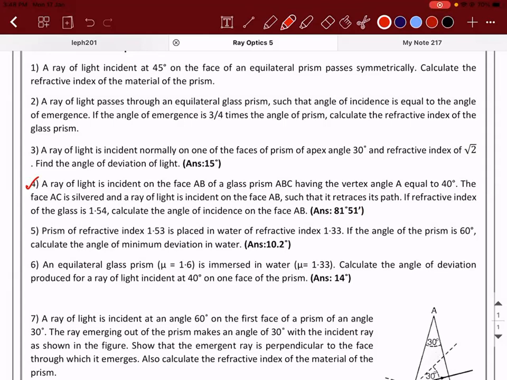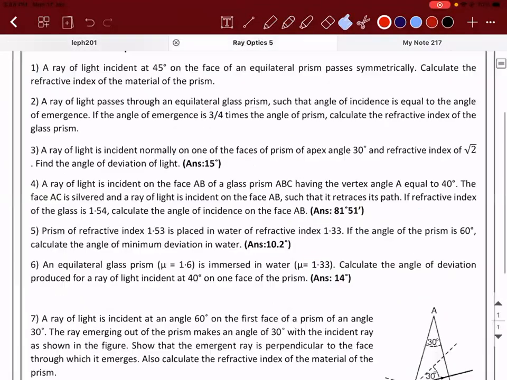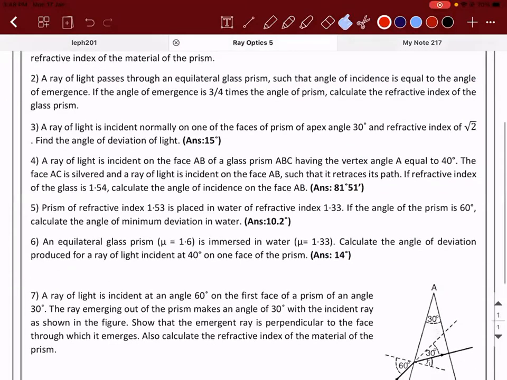There is a ray of light which is incident on the face AB of a prism ABC, having the vertex angle equal to 40 degrees. The face AC is silvered and the ray of light is incident on the face AB such that it retraces its path. Okay, this is a slightly tricky problem. I need some time to explain this. This I will do tomorrow. I want to complete this point. But if you want, I'll show you the diagram alone. You guys want to try it, you can try it today. But for this answer, you need to use a logbook. Okay, listen. I'll draw the diagram alone. You can copy it.